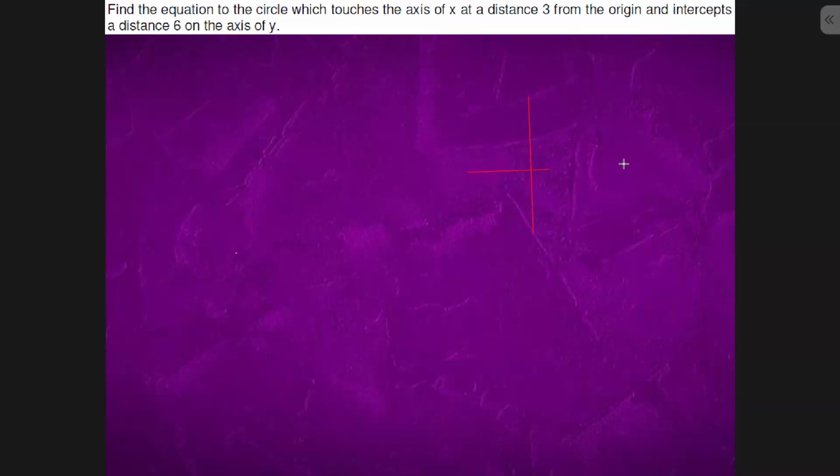We have this. This is the equation which is given. So this is touching at point (3, 0). And the intercept, this is 6.